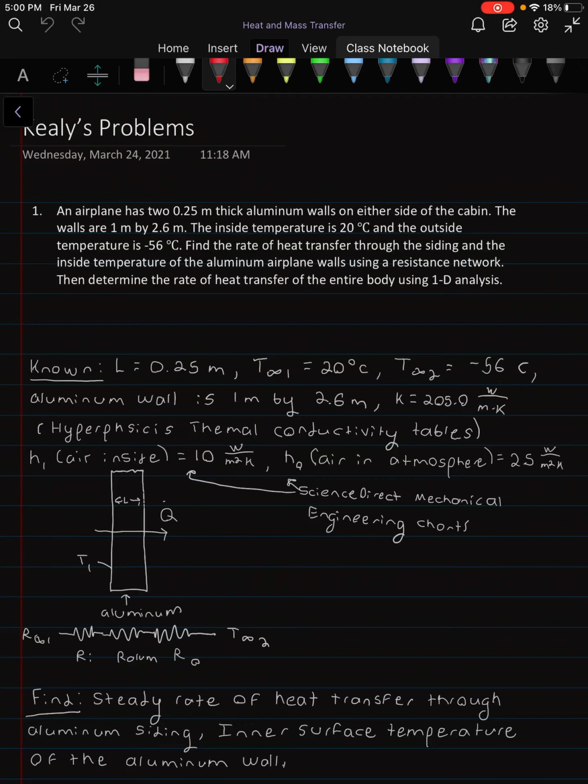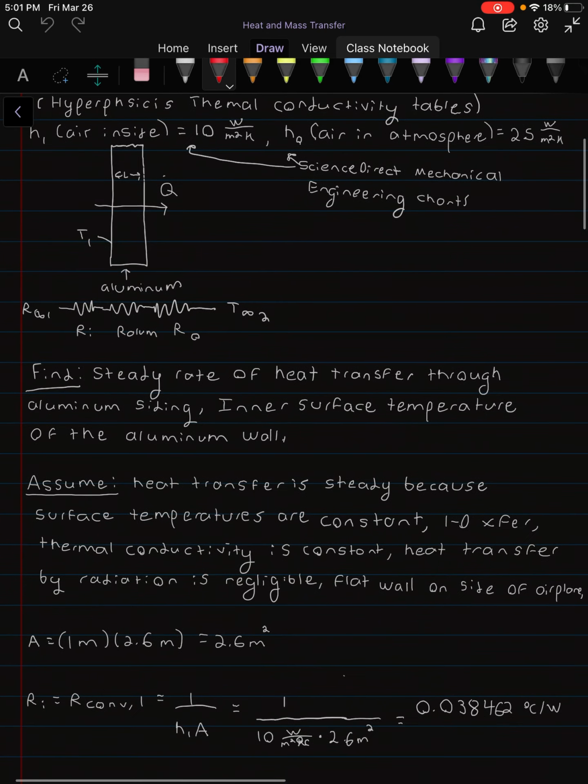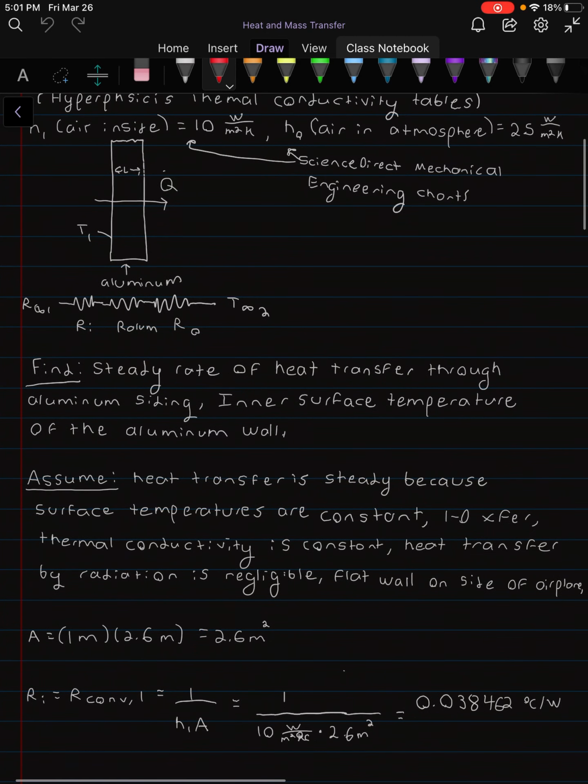So for this problem, we have an airplane with thick aluminum walls on either side of the cabin, and we want to model using a resistance network the temperature difference, the heat loss of the cabin to the outside air. So as we can see, we have the convection on one side, the resistance of aluminum, and convection on the other side. So we can assume it's steady state, it's 1D, and we have the inner surface temperature of the aluminum wall.